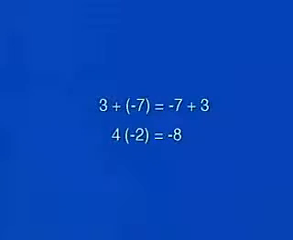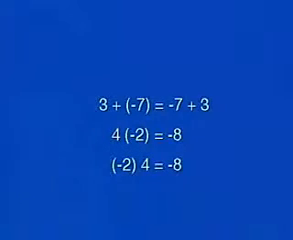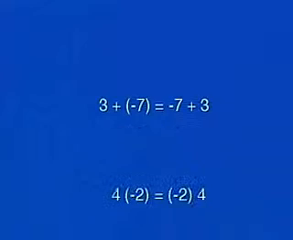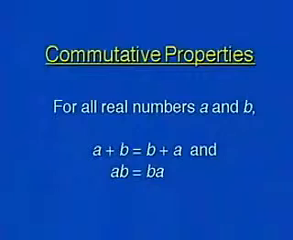Turns out we can do the same thing with multiplication. 4 times a negative 2 is a negative 8. And if we switch the order, minus 2 times 4, we also get the same number. So 4 times negative 2 equals negative 2 times 4. So this deals with the order in which you perform the operation, and this is called the commutative property. So the commutative property says for all real numbers a and b, a plus b equals b plus a, and a times b is equal to b times a.